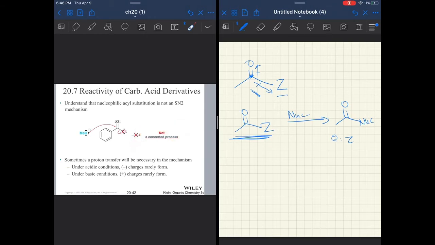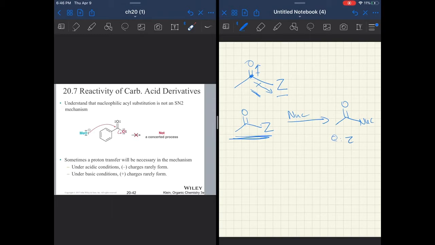I want to stop here for a moment. We get this reminder periodically. If a reaction is under acidic conditions, then you are not going to produce strong bases. You are not going to use strong bases. If we have basic conditions, we are not going to produce strong acids. We are not going to have positive charges. It's important that you pay attention to what is actually present in a reaction.